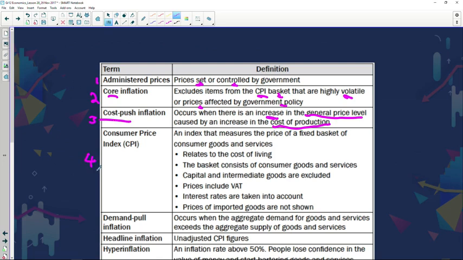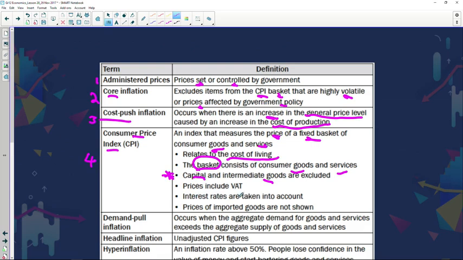Moving on to number 4, we've got the consumer price index. We did look at that in our previous lesson more extensively. So what is a consumer price index? It is an index that measures the price of a fixed basket of consumer goods and services. It relates to the cost of living, so it's important to mention that. The basket consists of consumer goods and services. Also important to note, capital and intermediate goods are excluded from the basket that we keep on referring to.